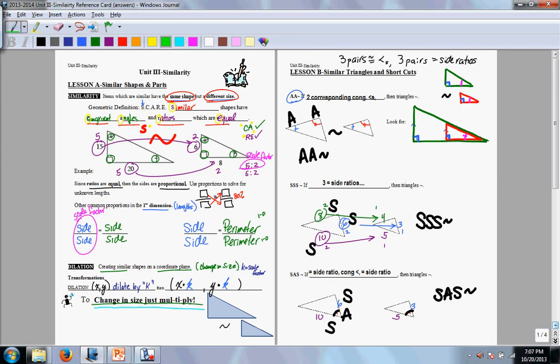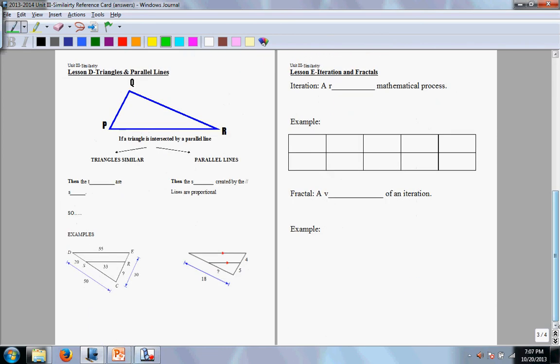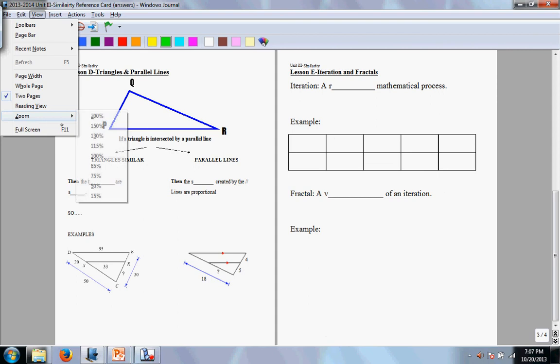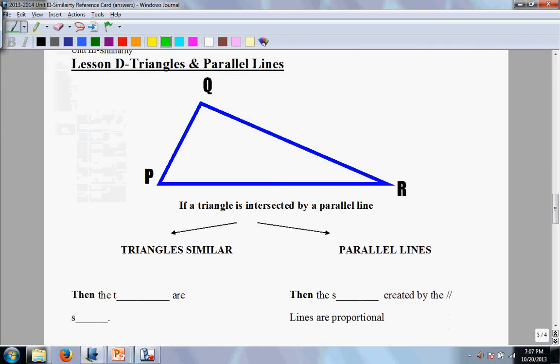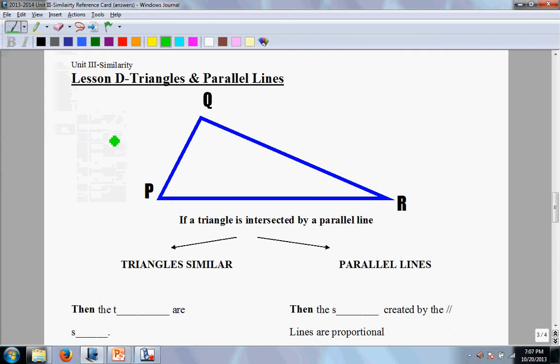We're now on this side, and we're going to be zeroing in on what happens when triangles are sliced by parallel lines. So what I'd like you to do is get a straight edge, and we're going to slice this triangle with the parallel line. So we know this line is parallel to that line, or make it so.